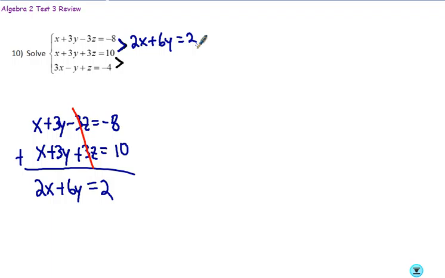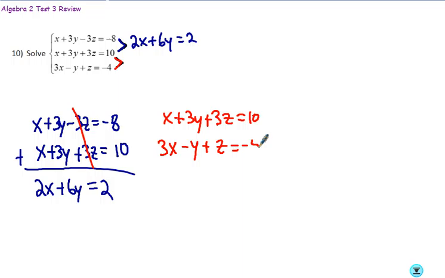Now let me combine the middle and the bottom one together. So I've got x plus 3y plus 3z equals 10, and then 3x minus y plus z equals negative 4. So here's the deal: you notice that nothing cancels, and we have to stay consistent. Because we eliminated the z's from the first one, we have to eliminate the z's from the second one. So you have to stay with the same variable there.